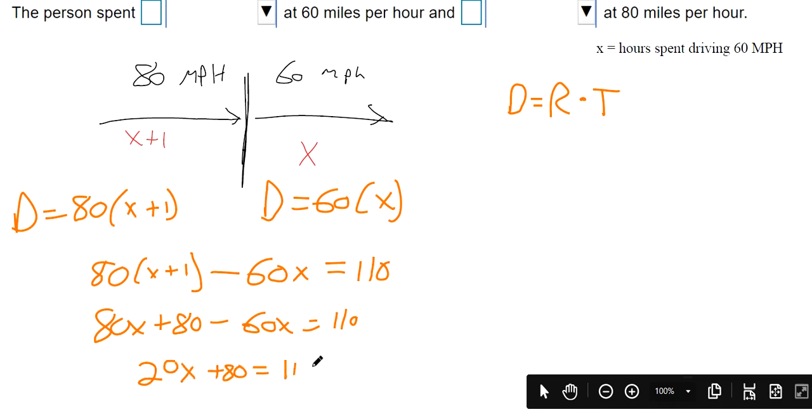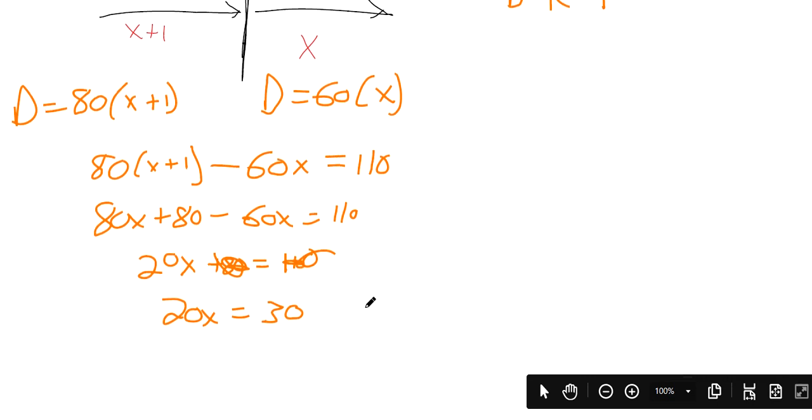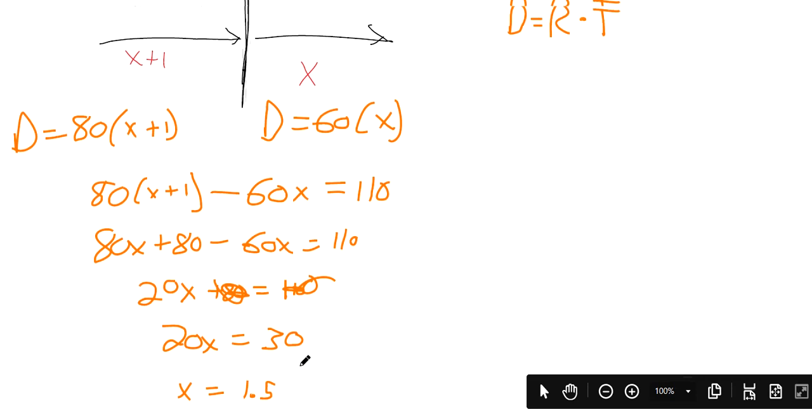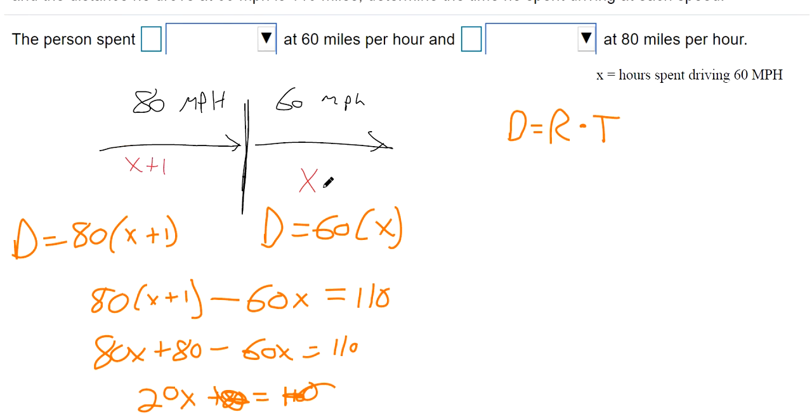I'm trying to get x by itself, so I'm going to subtract 80 from both sides to make it disappear here. Subtract 80 here, subtract 80 here, and that makes 30. And if you divide 20 from both sides, I get x is 1.5. So it looks like it's 1.5 hours spent driving 60 miles per hour, so 2.5 hours driving 80 miles per hour.